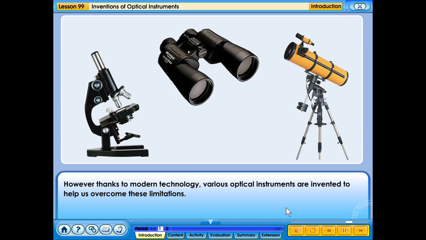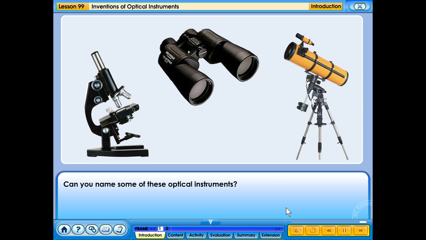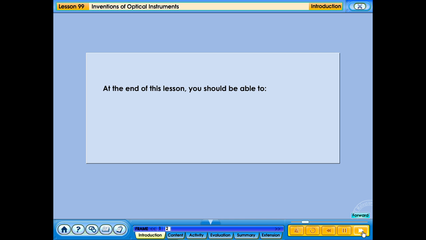However, thanks to modern technology, various optical instruments are invented to help us overcome these limitations. Can you name some of these optical instruments? At the end of this lesson, you should be able to relate various types of optical instruments to their contributions to mankind.